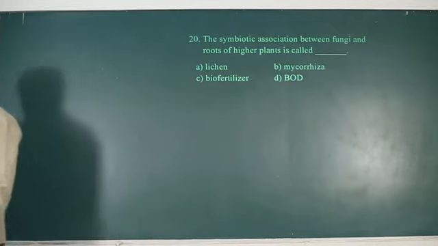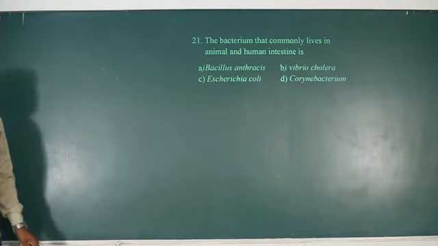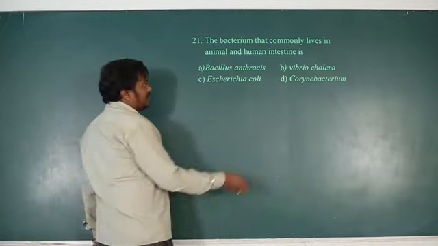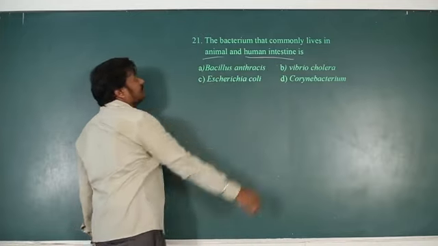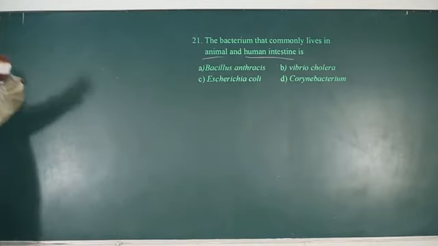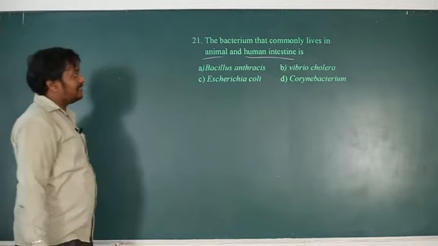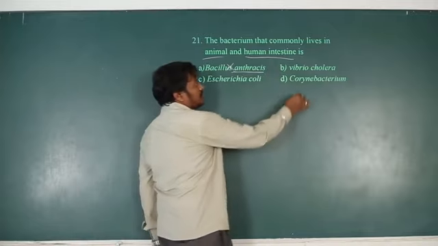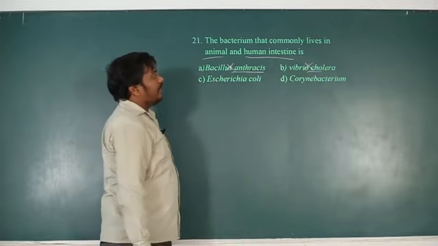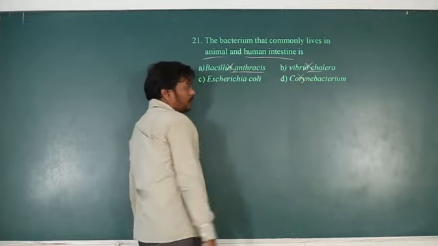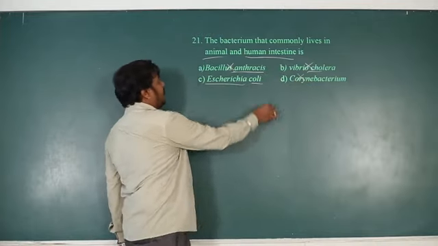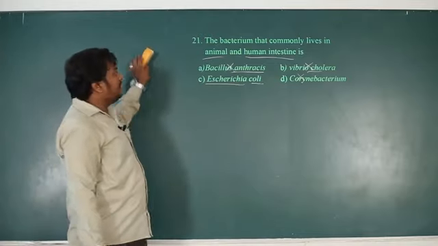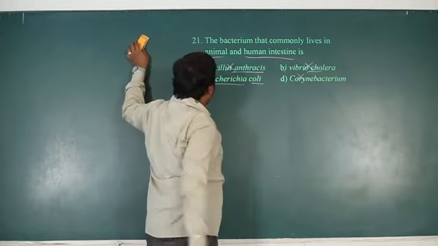Okay, next move on to question number 31. The bacterium that commonly lives in animal and human intestine, as a gut bacterium. So the bacterium that lives in the gut of animals and humans is a beneficial bacterium. Is it Bacillus anthracis, which causes anthrax? It is not. Vibrio cholerae, which causes cholera? No. Then Corynebacterium, which causes food poisoning? No. So Escherichia coli. Escherichia coli, or E. coli, as we commonly call it. Okay, E. coli. So this is the right answer.